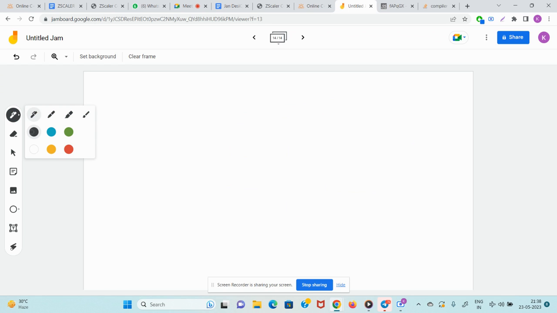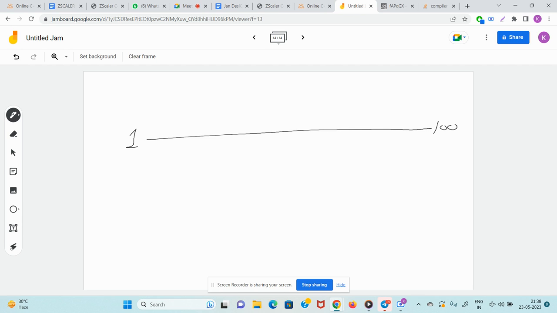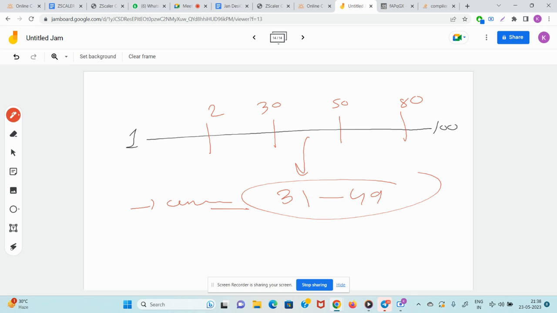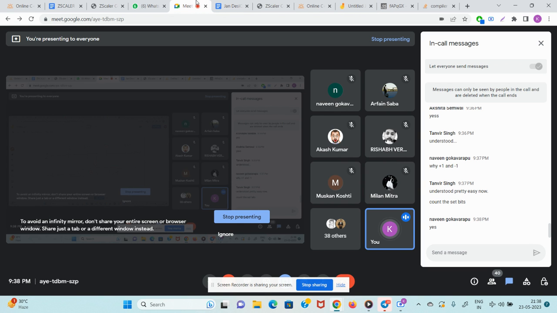So say the range given to you here is 1 to 100, and the covered range is 2 to 30, and then 50 to 80. Now you want to know the uncovered ranges. So Naveen, tell me, the uncovered range will be 31 to 49. Yes or no, Naveen? 31 to 49 is uncovered, right?